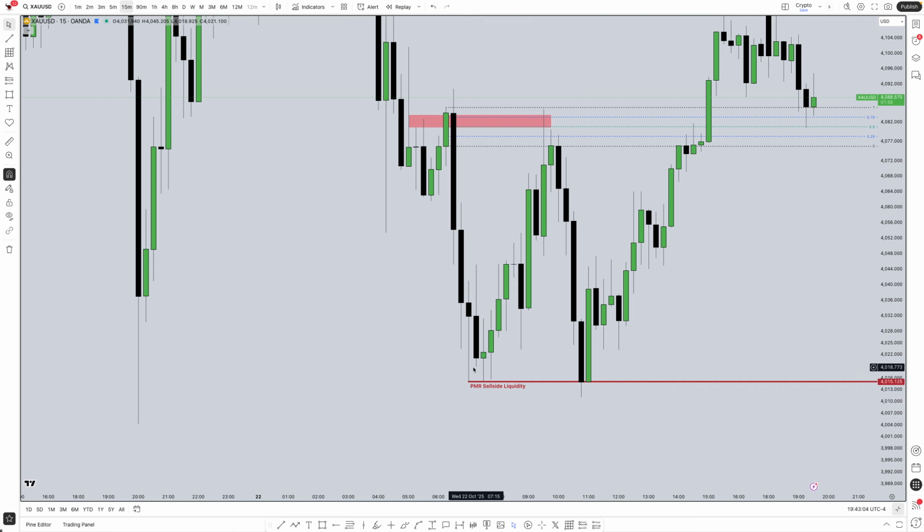This is a swing low. This low is higher than this low, and also this low is higher than this low. So this becomes a swing low. That's how you measure. That's how you get your dealing range.